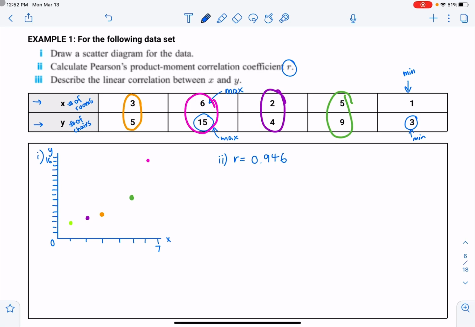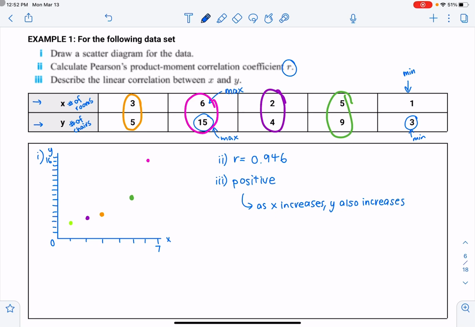r equals 0.946. So we've quantified now the relationship between x and y, the relationship between number of rooms and number of chairs. Let's describe in words then, let's qualify what that means. So if we have an r value of 0.946, we know that that is positive. It's a positive value. It doesn't have a negative in front of it. So we know for sure that the relationship is positive. What that means is that as x increases, y also increases. And this is what I was hypothesizing to be true.